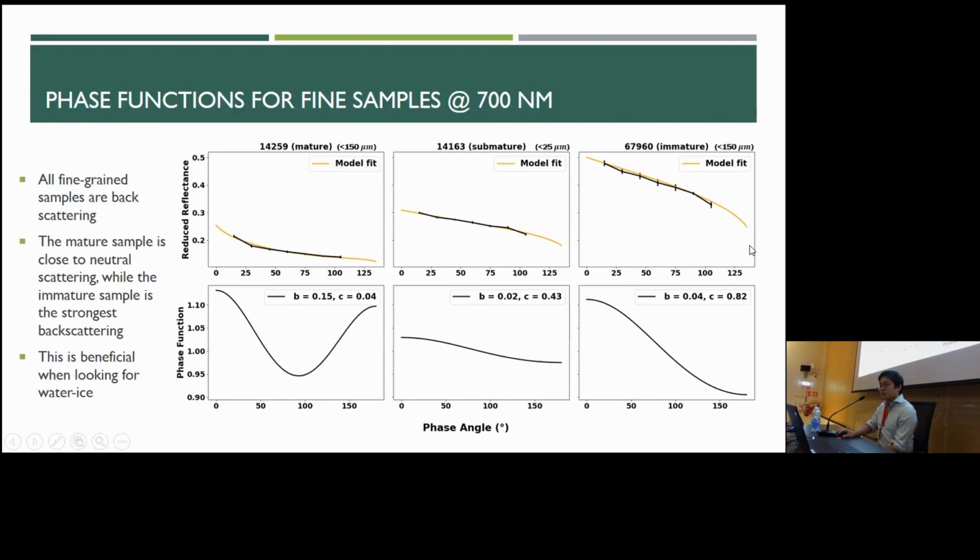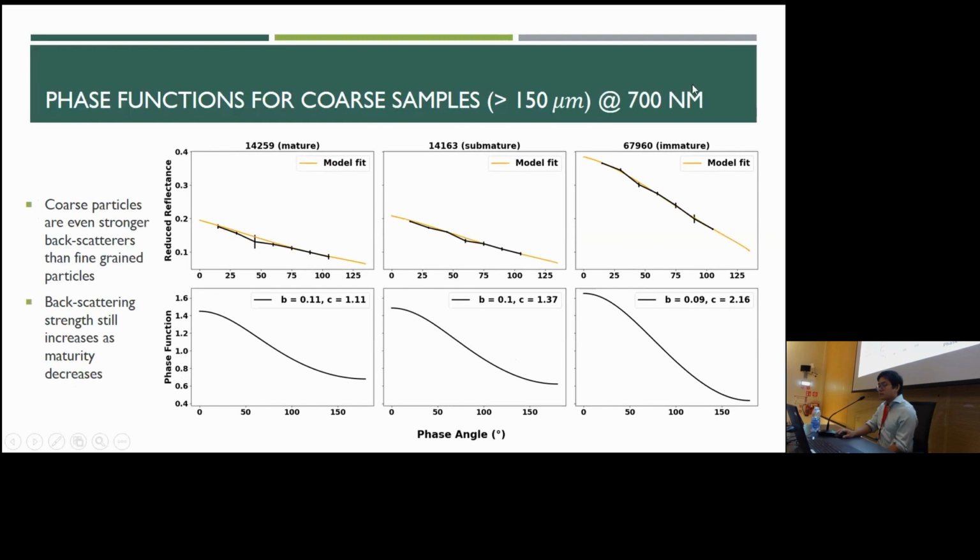We also examined all of the same samples looking at the coarse grained in order to verify the results with the fine grain. And we see a similar pattern. Overall, the amplitude of the phase function is higher for these coarser samples. And the forward scattering also increases as maturity decreases. So the more mature samples have a smaller C value.